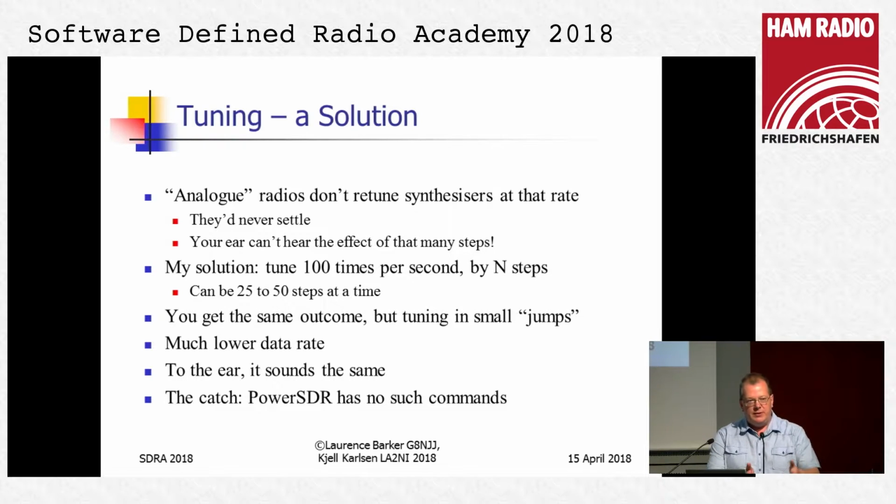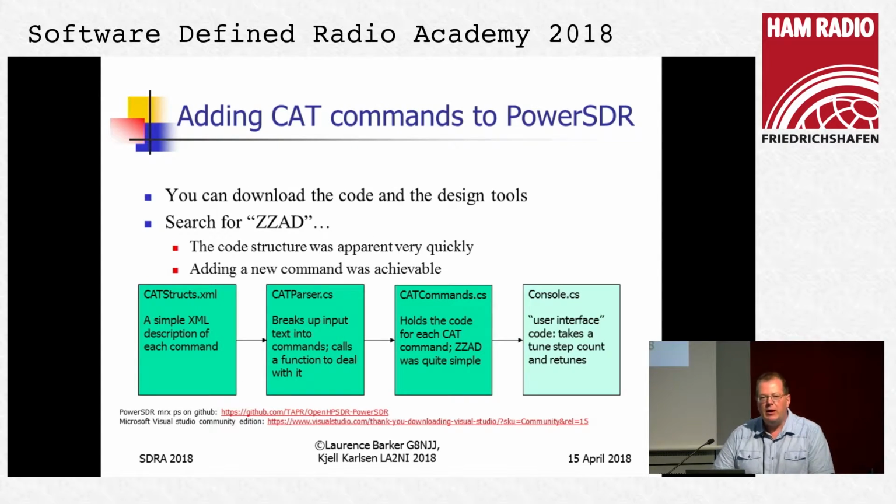The outcome's still the same. You turn the knob, the frequency moves by the right amount. As you tune through another station, the thing sounds kind of the same as an analog radio when you tune through another station. It's just done a different way. The only catch is PowerSDR doesn't have any commands to tune by n steps, so I would have to add some. Well, it's not hard to download the code, and the design tools are all free. So I downloaded those one Saturday morning and started having a look at the code.